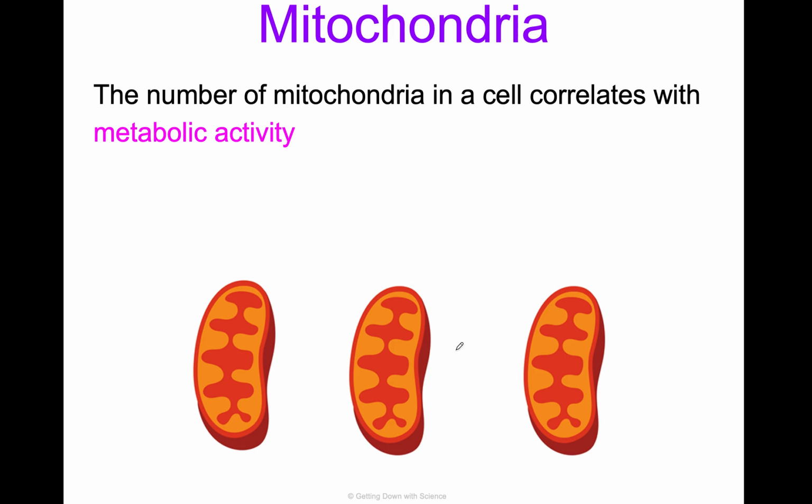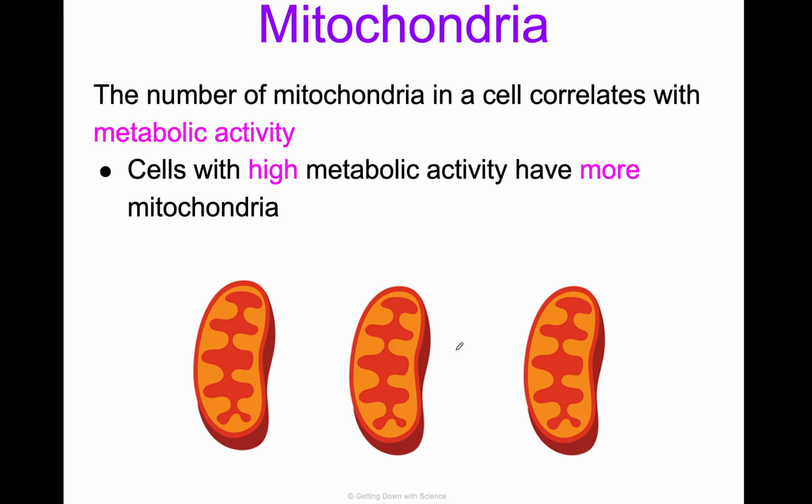So the number of mitochondria in a cell correlates with its metabolic activity. The more energy we need, the more mitochondria the cell will have. Your muscle cells are lousy with mitochondria. They constantly need energy to be pumping and stretching.